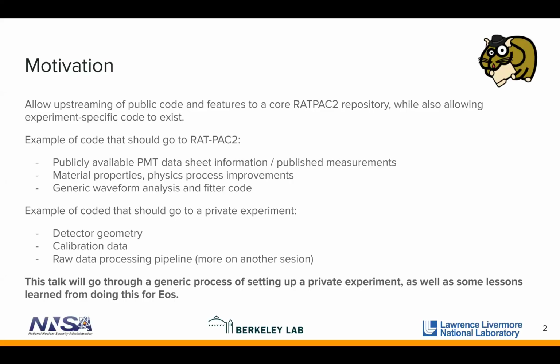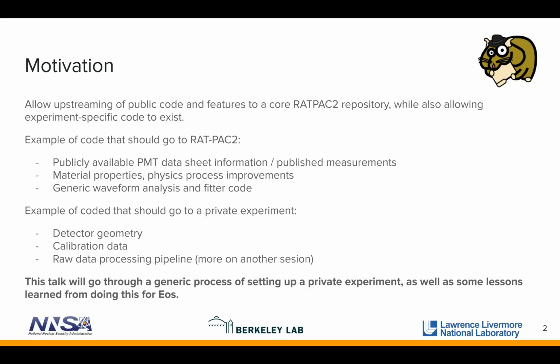All right. So setting up a private experiment. The motivation, as I just sort of briefly described, is that this whole design concept of ratpac-two is that you're supposed to have this core repository that's shared and open source with everybody, so that a lot of the code that you're gonna have to rewrite for every single experiment can live in that code, and people new coming in don't have to necessarily go through that process and adding those same features again. But you also want this experiment specific code to exist, and you don't necessarily want everybody to have access to that.